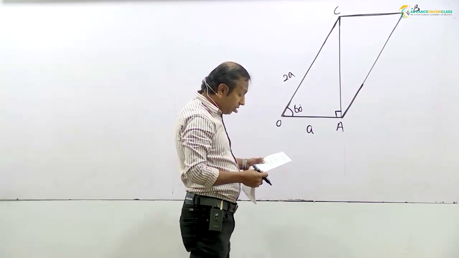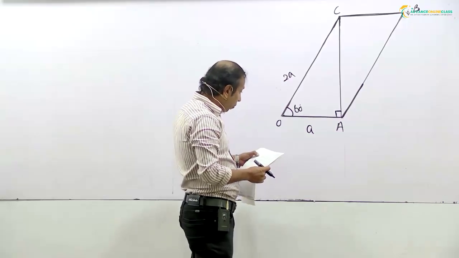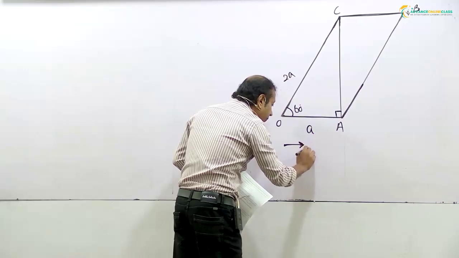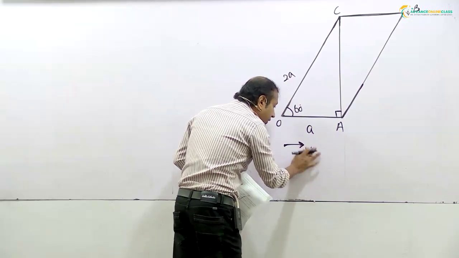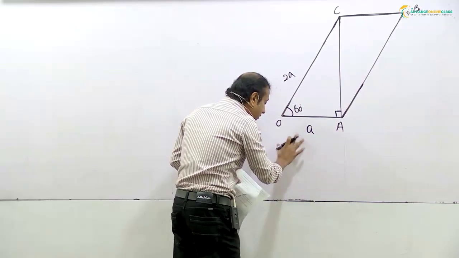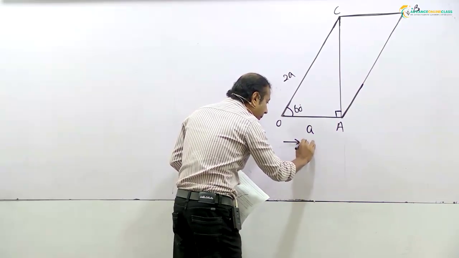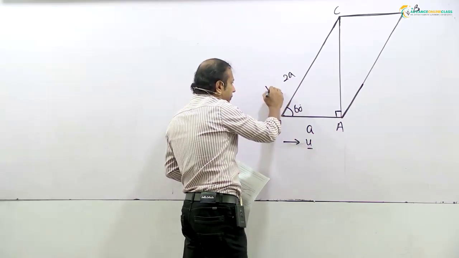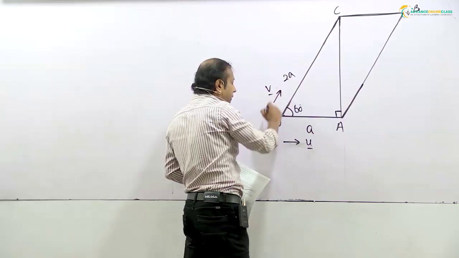Let U and V be the unit vectors in the directions OA. OA direction unit vector is U. You know what is meant by unit vectors? Unit vector means what? Size is 1, no? This direction, it is V. Okay, right.